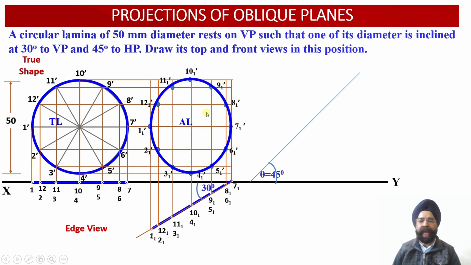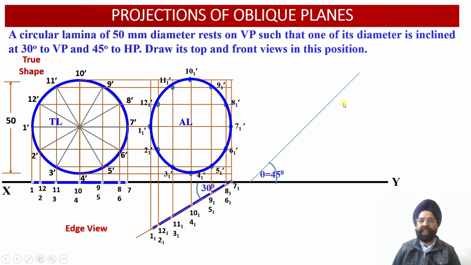So here we have an apparent length to be transformed, but we have been provided with the orientation of the true length of the diameter, equal to how much? 45 degree. So you can check, theta orientation is always with respect to the true length of the edge or true length of the dimension. Now the true length of the dimension is how much? It is equal to 1 dash 7 dash, equal to 1 7, or equal to 1 1 and 7 1. All of these three dimensions happen to be 50 millimeter.